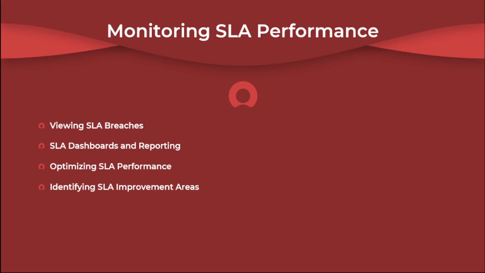Then optimizing SLA performance. Adjust SLA rules to match HR team capacity. Automate repetitive tasks to reduce manual workload. Identify common bottlenecks affecting SLA performance. Then identify SLA improvement areas. Reviewing SLA data can highlight areas where workflow improvements are needed. For example, if leave request SLAs are frequently breached, HR teams can introduce self-service automation.